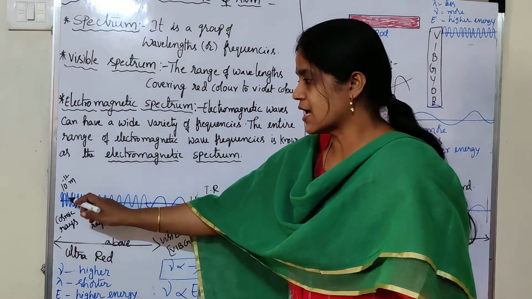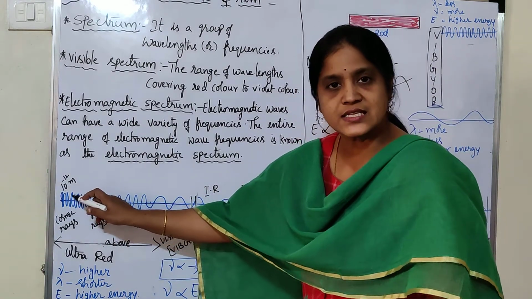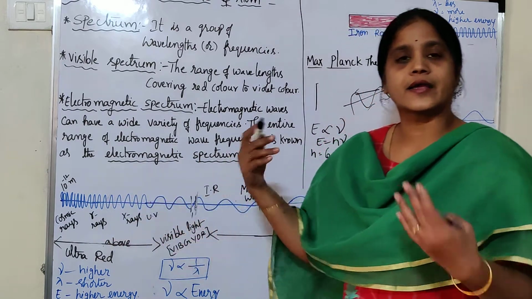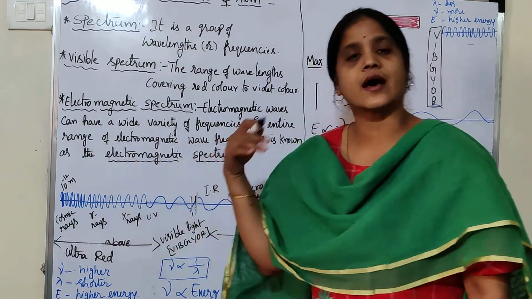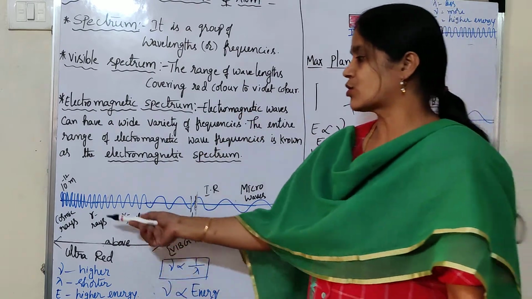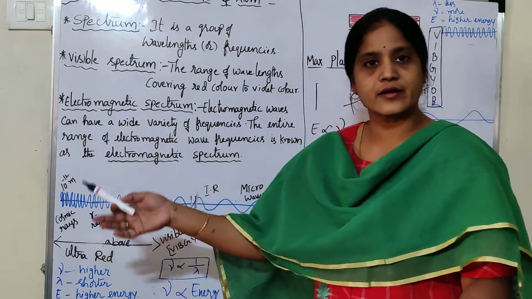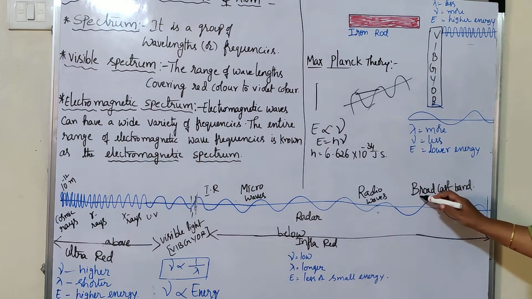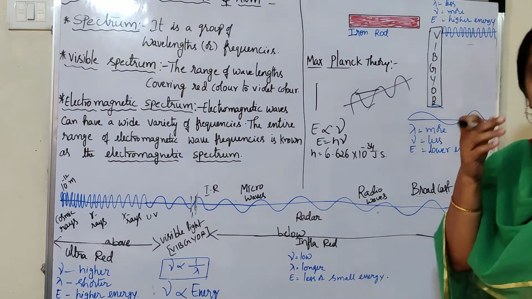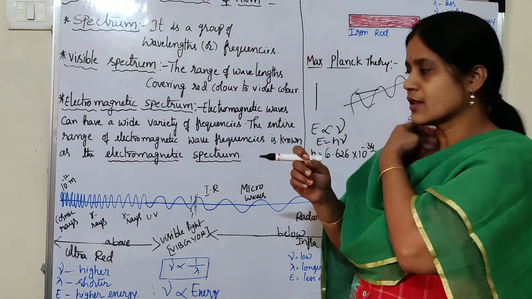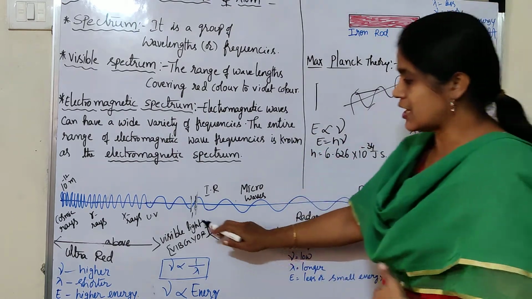First, its wavelength is less. Due to that it has higher frequency. If it has higher frequency, that wave has higher energy. So cosmic rays have higher energy, and these broadcast band waves have lower energy.